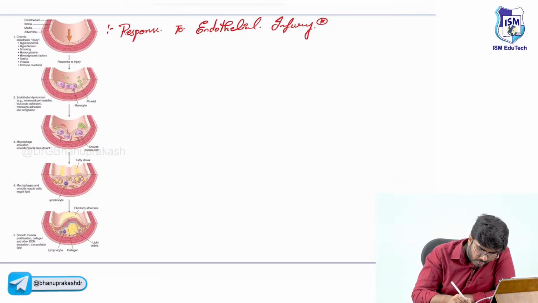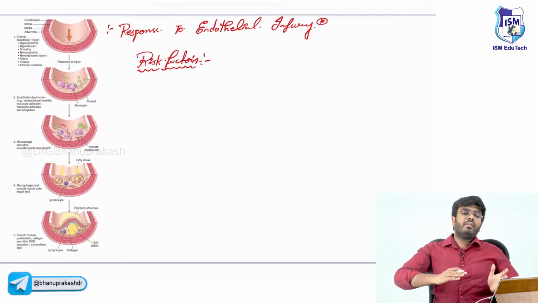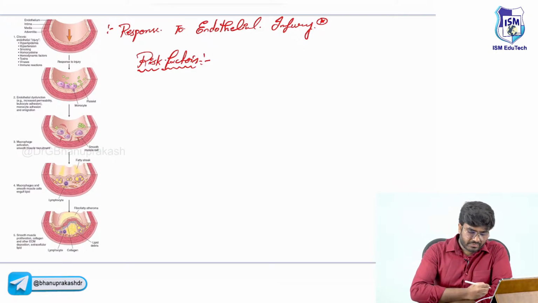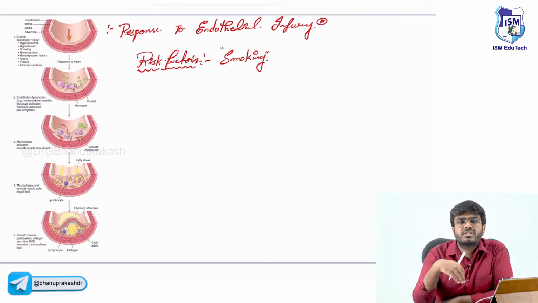First of all, you need to know the risk factors for atherosclerosis. Why will a person develop atherosclerosis? Risk factors are, let's write, smoking. In smoking, the person is taking chemicals into his body, taking the carcinogens, a lot of chemicals. Whenever I smoke, I am taking all these chemicals into my body.